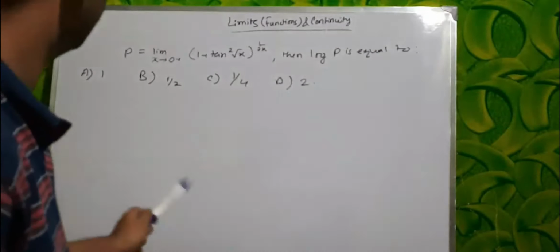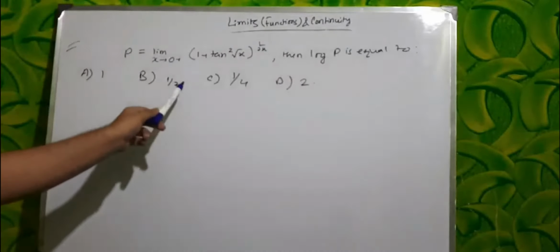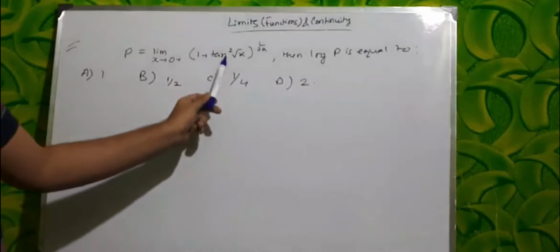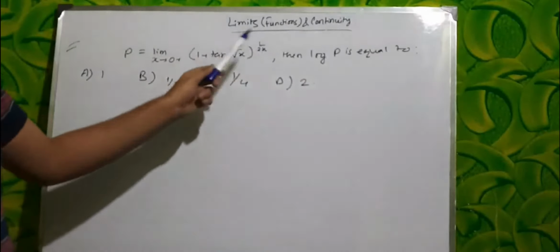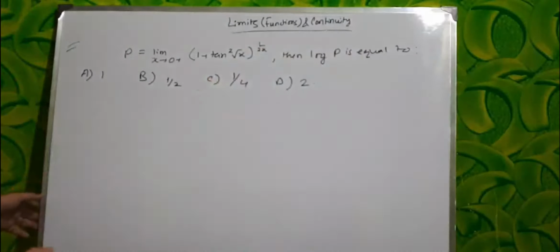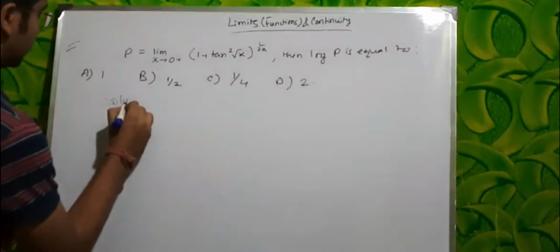So here is another problem. We have p equals the limit as x tends to 0 plus. I already told you what we mean by x tends to 0 plus, of (1 plus tan square of root x) to the power of 1 by 2x. Then what will be the value of log p? So give it a try, and now I am doing the solution.